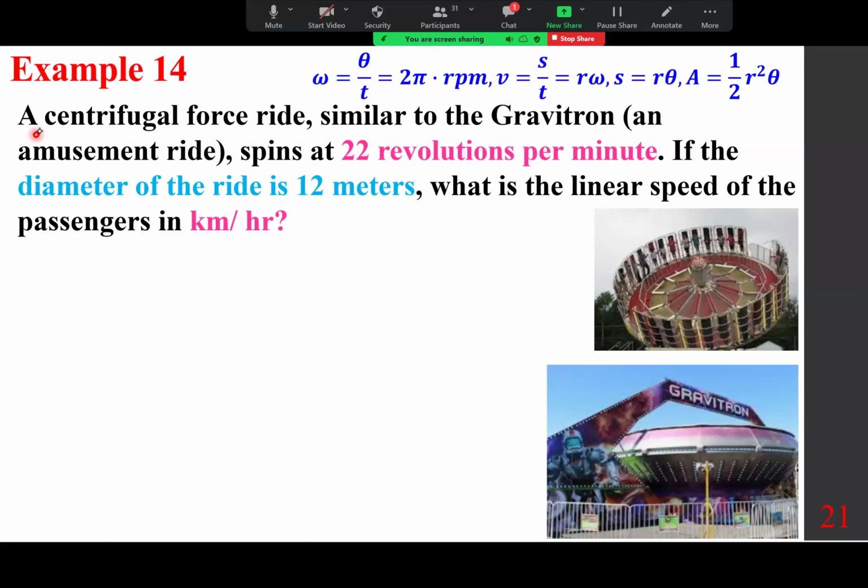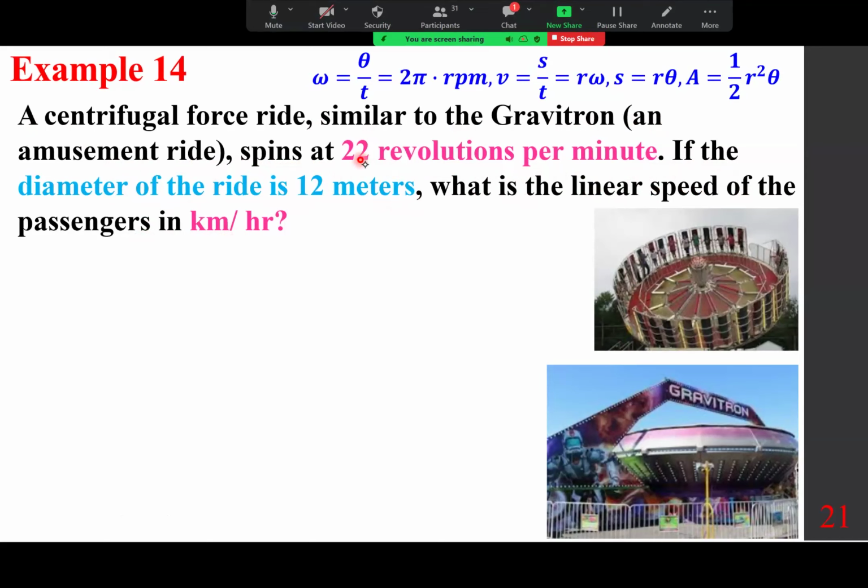Could somebody read this, please? A centrifugal force ride, similar to the gravitron, an amusement ride, spins at 22 revolutions per minute. If the diameter of the ride is 12 meters, what is the linear speed of the passengers in kilometers per hour? Excellent. Again, we are dealing with a word problem. Write the given. So we start from the beginning.